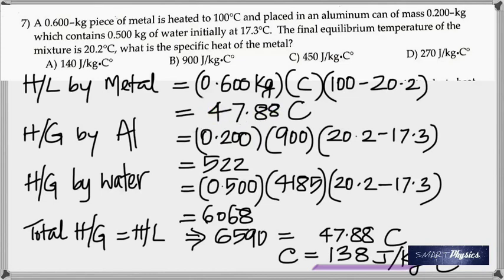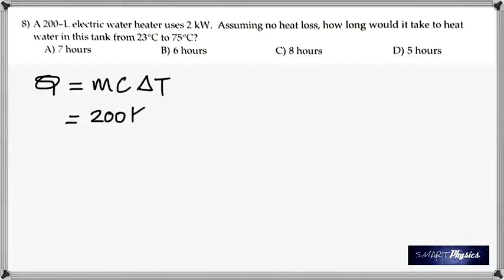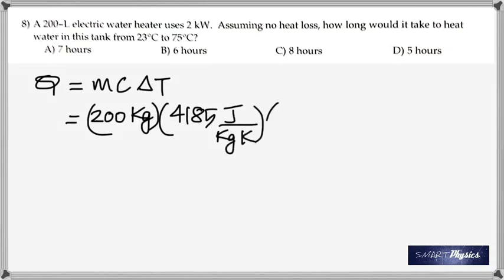Okay. Alright, and then question 8. A 200-liter electric water heater uses 2 kilowatts. Assuming no heat loss, how long would it take to heat water in this tank from 23 to 75 degrees Celsius? Okay. How much heat does it require? MC delta T. 200 liters of water is 200 kilograms. And the specific heat of water is 4185. Change in temperature, 75 minus 23.